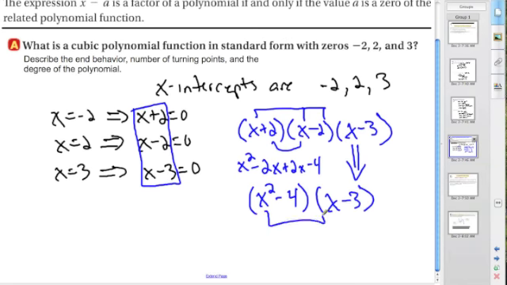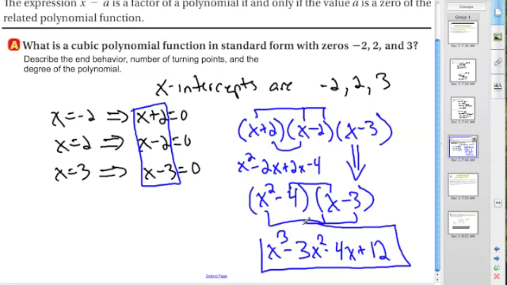Distribute again. X squared times x is x to the third. X squared times -3 is -3x squared. -4x. Positive 12. And there is the polynomial function. I'll call it p of x, with zeros -2, 2, and 3.